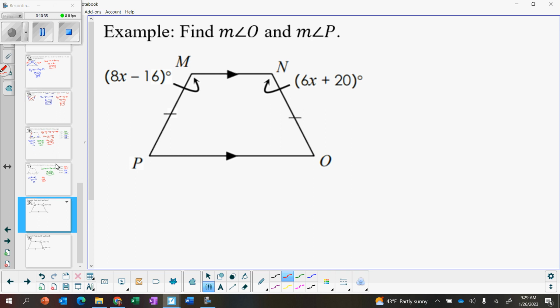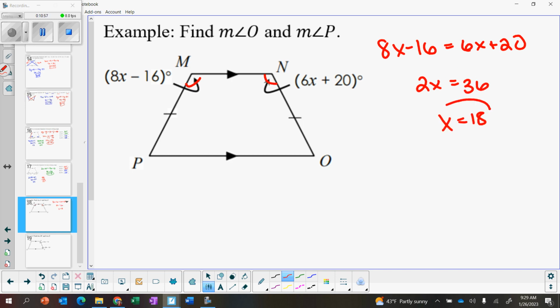All right, so in this problem, I want to find the measures of angles O and P, even though I'm given the measures of angles M and N. Because it's an isosceles trapezoid, I do know that those angles are congruent. So 8x minus 16 equals 6x plus 20. Subtract 6x and add 16. We get x is 18.